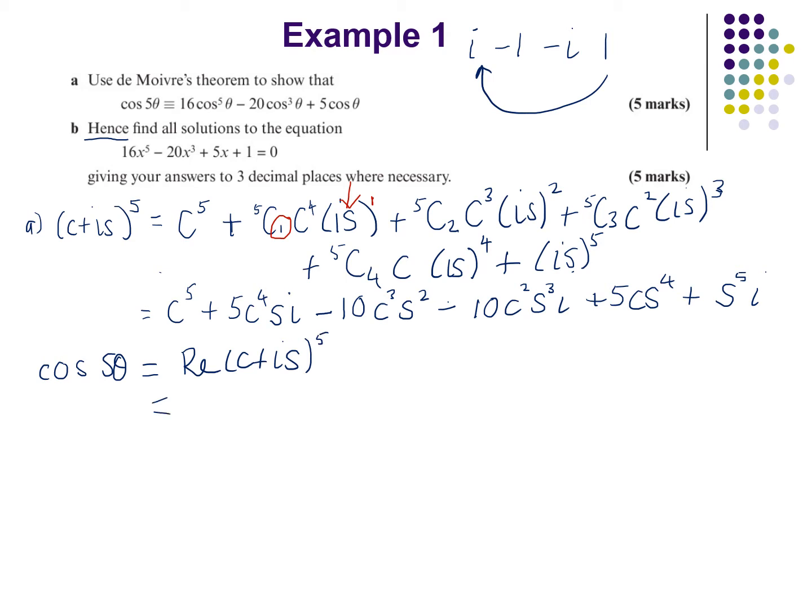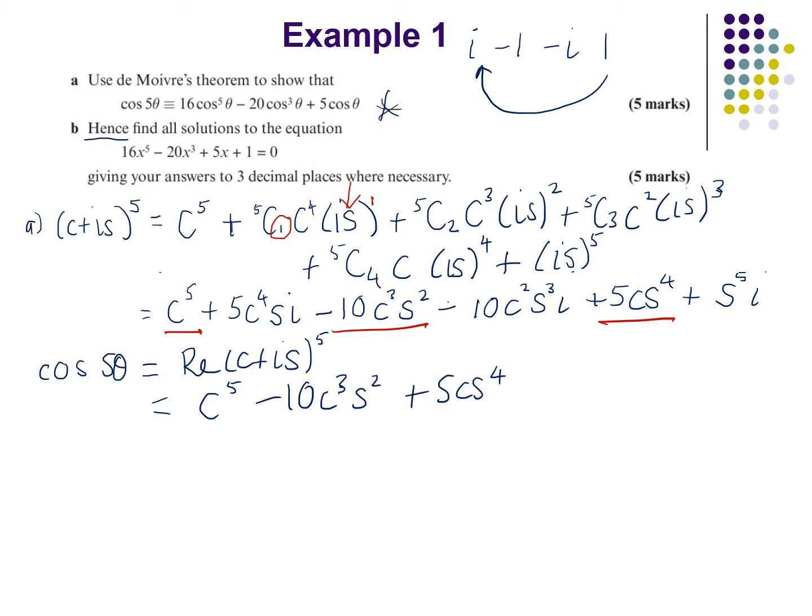So picking out the real parts then, they're the parts that haven't got an i. So it's that part, it's that part, and it's that part. It's always the alternating terms. So I've got c to the 5 minus 10c cubed s squared, that's the cubed, plus 5cs to the 4. Now that is my answer, but look at what we're trying to show. We're doing it all in terms of powers of cos.